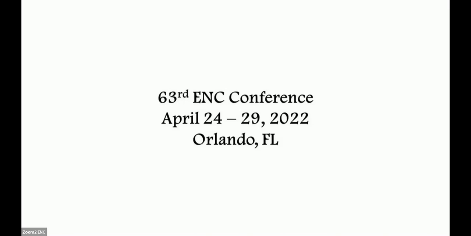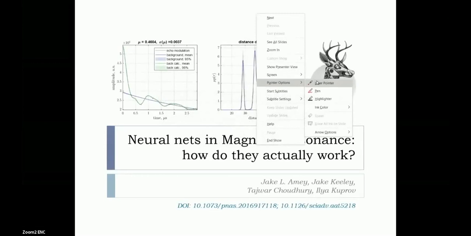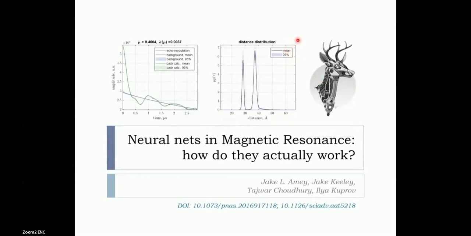Okay, our next speaker is Ilya Kuprov, who has moved from his traditional 7 a.m. session to join us in the late hours of the morning now. Ilya's title is The Making of DeerNet: Why and how do neural networks work in magnetic resonance data processing?